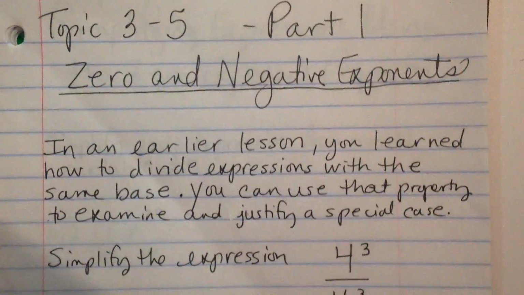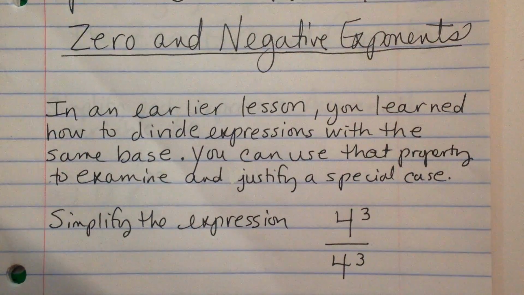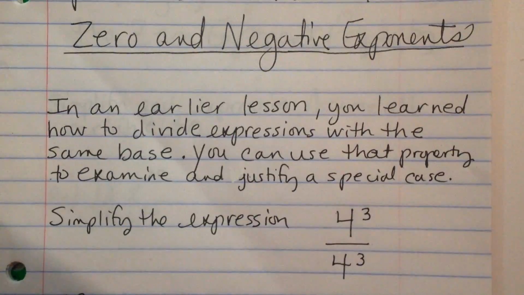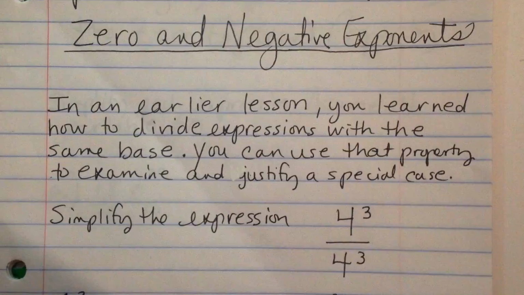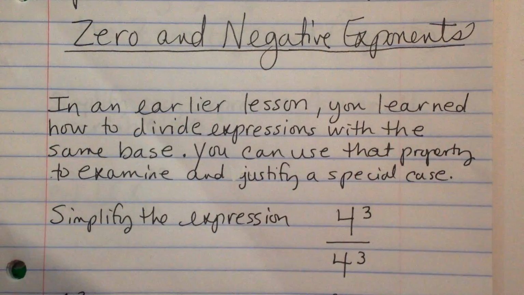In an earlier lesson, you learned how to divide expressions with the same base. You can use that property to examine and justify a special case. Simplify the expression 4 to the third divided by 4 to the third. Remember, when you have the same base, like we do, 4, you subtract the exponents. So that's one way to look at it.